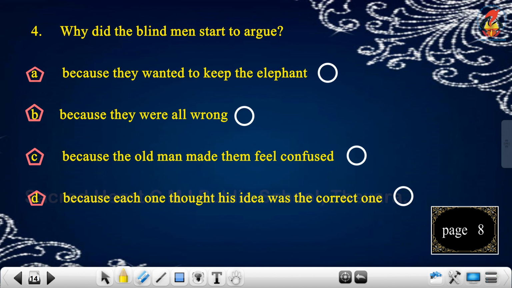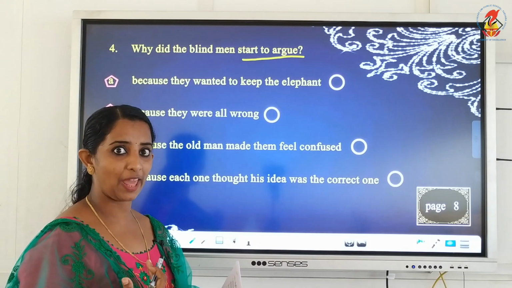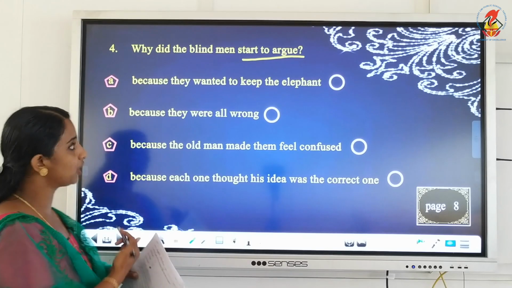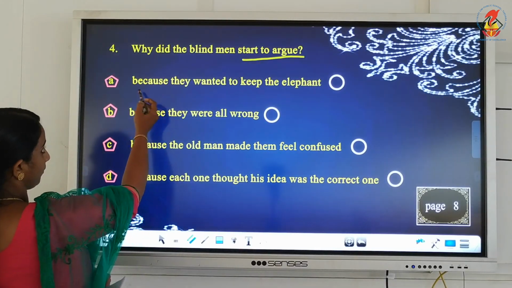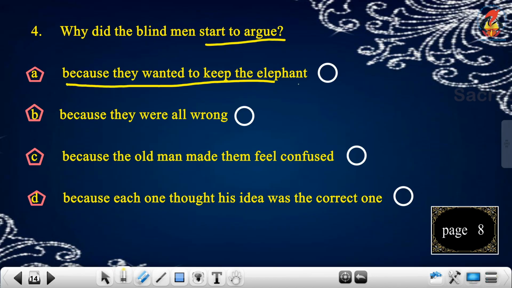Why did the blind men start to argue? Why were they arguing with each other? Because what happened? Now let's read the options. Option A, because they wanted to keep the elephant. Did they ever want to keep the elephant of their own? No, they did not want to keep the elephant.